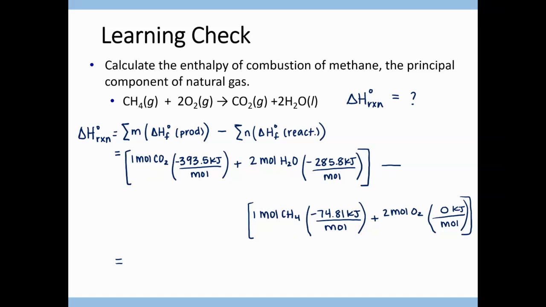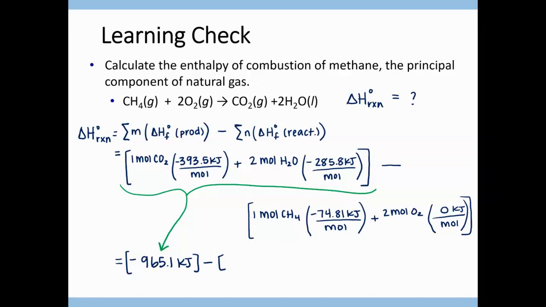So now we can simplify what's in our first set of brackets. So 1 mole of carbon dioxide times its enthalpy of formation plus 2 moles of water times water's enthalpy of formation. This is negative 965.1 kilojoules. So all products, simplify that, we get this value. And then we subtract what's in the second set of brackets. So really just 1 mole of CH4 times its enthalpy of formation. So negative 74.81 kilojoules. And then if we do the subtraction here, we get negative 890.3 kilojoules.